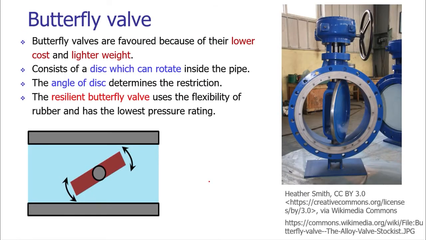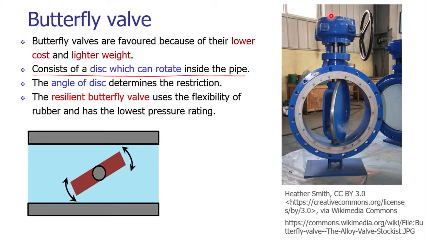The next type of valve is the butterfly valve. In the construction of the butterfly valve, we are using a disc which can rotate inside the pipe. You can see the construction of a butterfly valve. This is the body of the butterfly valve, and inside that we are having the disc. As we change the orientation of the disc, we can easily control the orifice. We can easily control the area of passage of fluid flow inside the pipe.